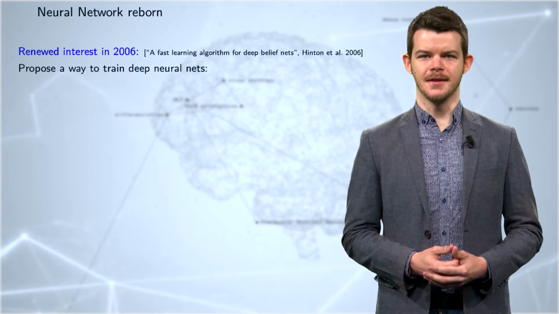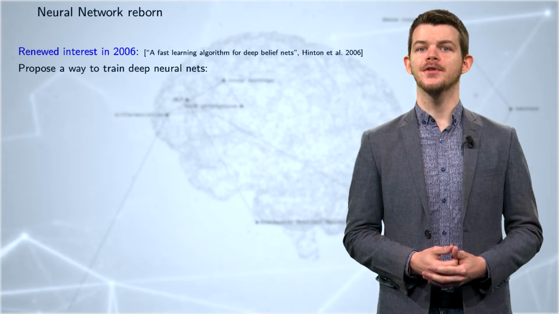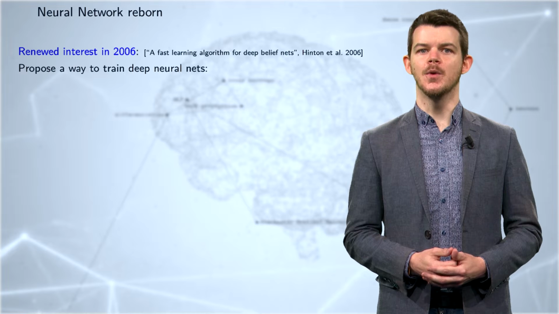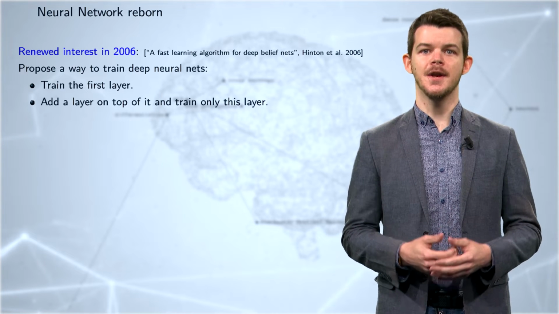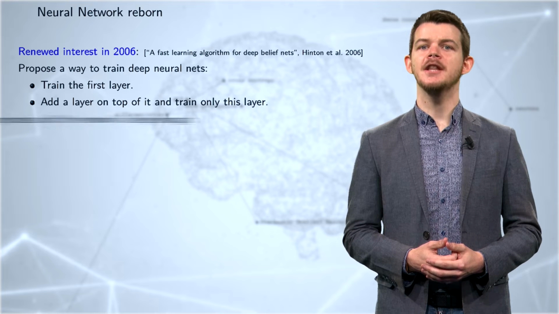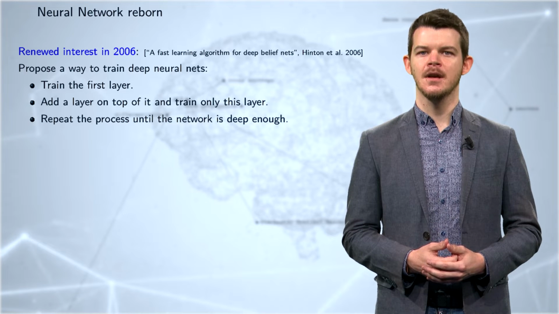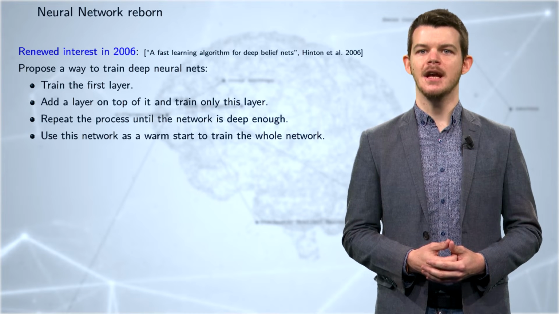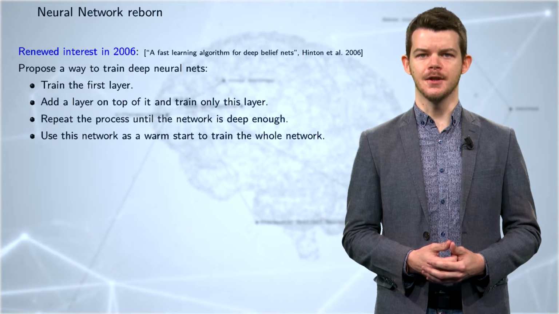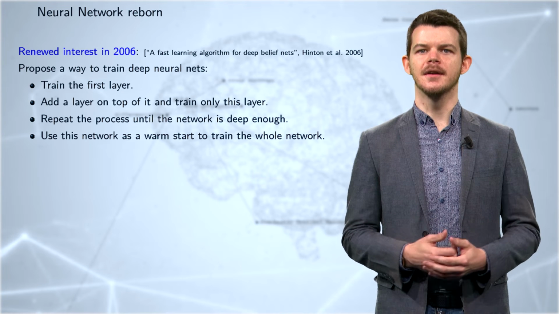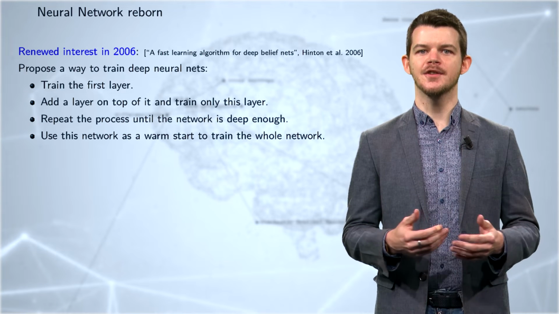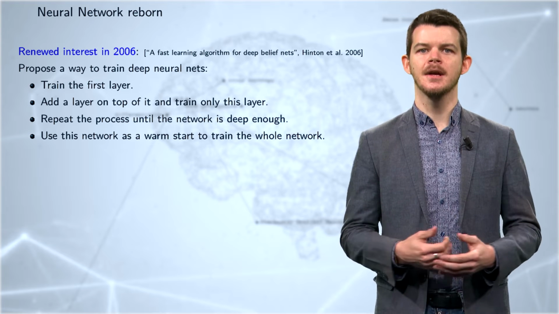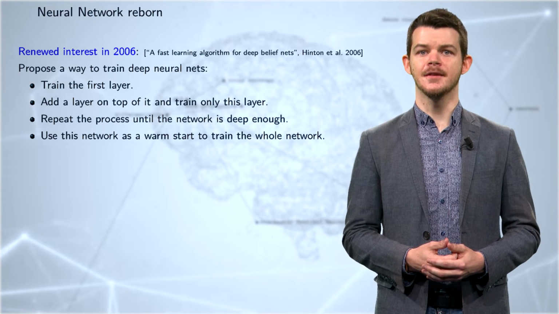In 2006, Hinton et al. proposed an efficient way to train a network by first training a layer, then adding a layer on top of it, training only this last layer, and repeating this process. The network is then trained efficiently in an incremental fashion. In particular, this is more efficient than training a whole network from scratch because we just have to train one layer at a time, that is, optimizing one set of weights at a time.